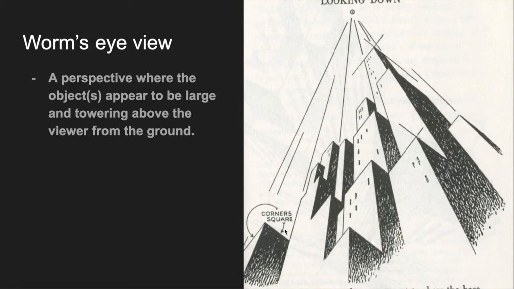Worm's eye view is also in three-point perspective, and this is a perspective where the objects appear to be large and towering above the viewer from the ground. So you can imagine how these three different perspectives really change the emotional reaction a viewer could have to an artwork.